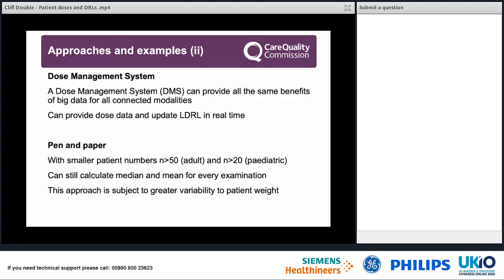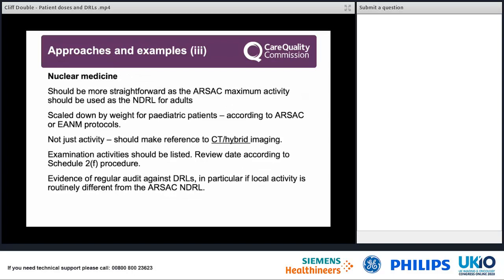Arrangements in nuclear medicine are usually, in my experience, slightly more straightforward. The RSAC people have determined the maximum activity should be used as the national DRL for adults, with smaller values scaled down by weight for paediatric patients, again according to RSAC or European Association protocols.